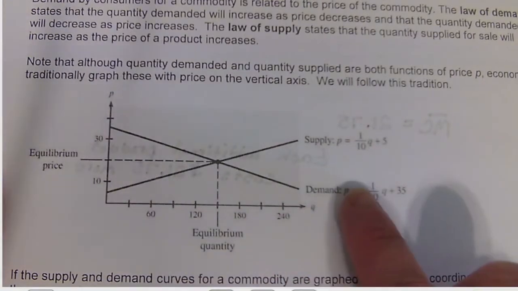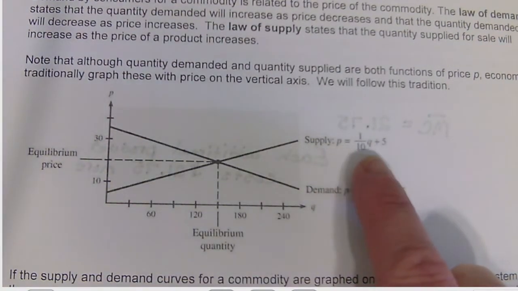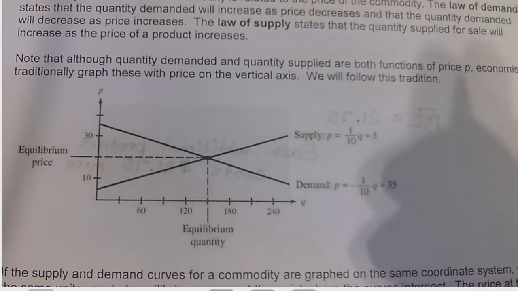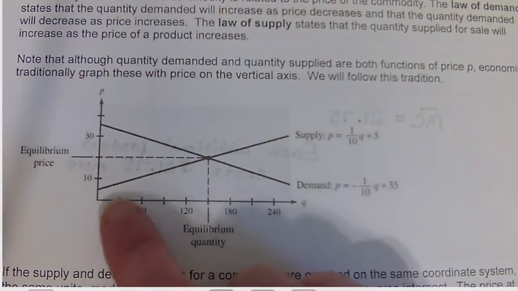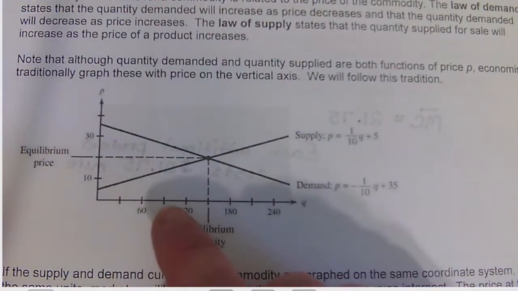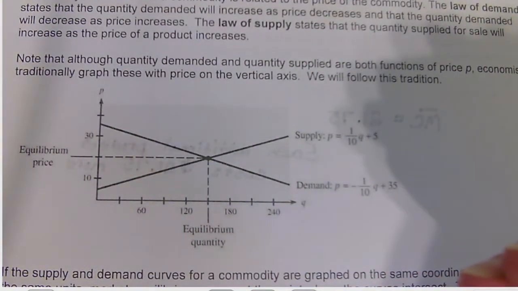Note that on both of these equations, we use P equals for both of them. P is for price, Q for quantity. And notice that the supply will keep going up as we increase the price. The price goes up, but the demand for the product will go down.